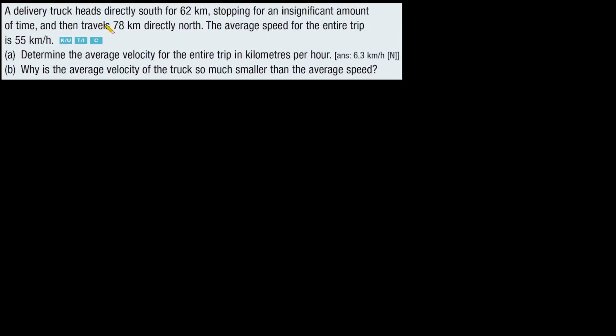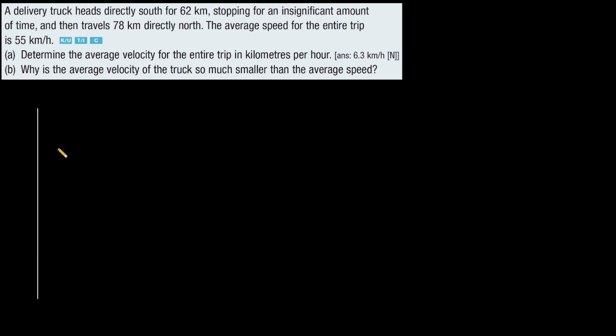Question: a delivery truck heads directly south for 62 kilometers, stopping for an insignificant amount of time, and then travels 78 kilometers directly north. The average speed for the entire trip is 55 kilometers per hour. A. Determine the average velocity for the entire trip in kilometers per hour. B. Why is the average velocity of the truck so much smaller than the average speed?